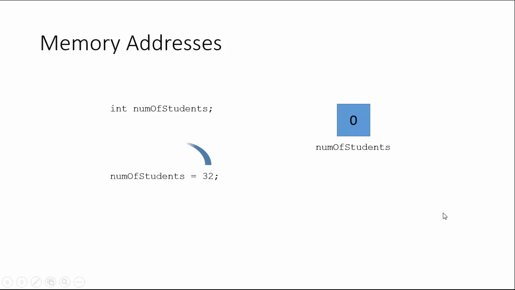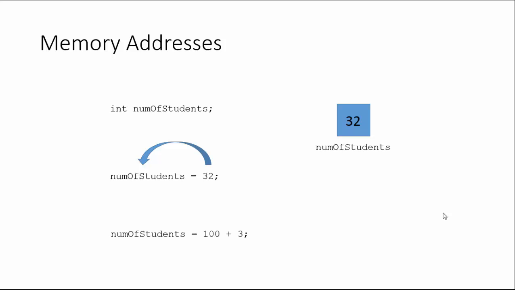This statement assigns the value 32 into the memory location referenced by num of students. The expression on the right is evaluated and then assigned to the variable on the left. 32 is assigned into the memory location num of students.